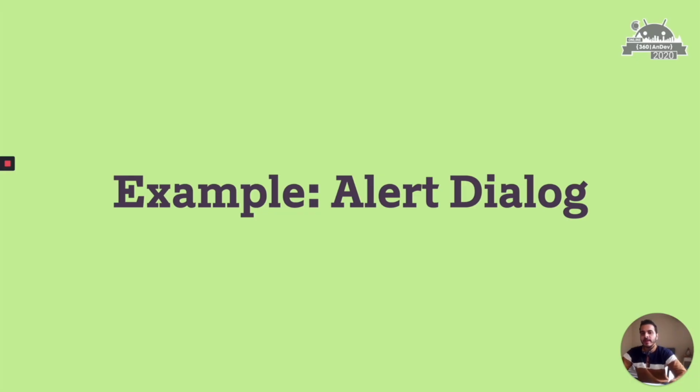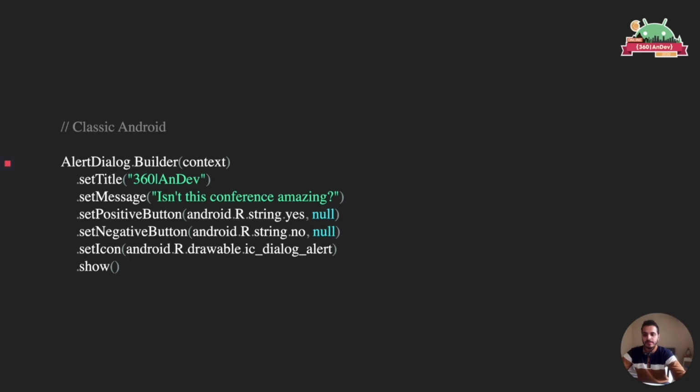Let's take a look at another example. This time, we're going to try showing an alert dialog on the screen. I believe that after we go through this example, it will be very clear what it means to use declarative programming.